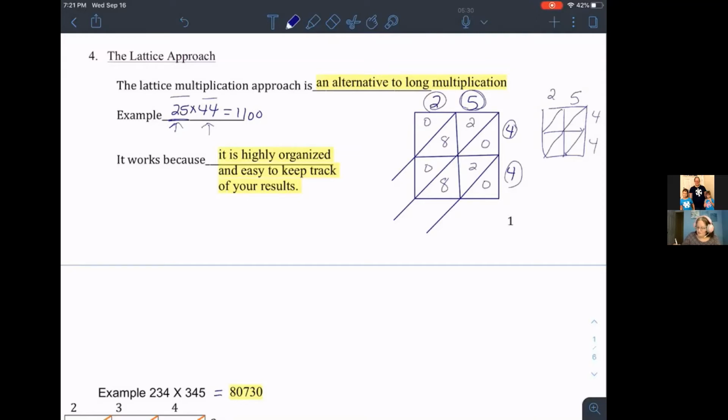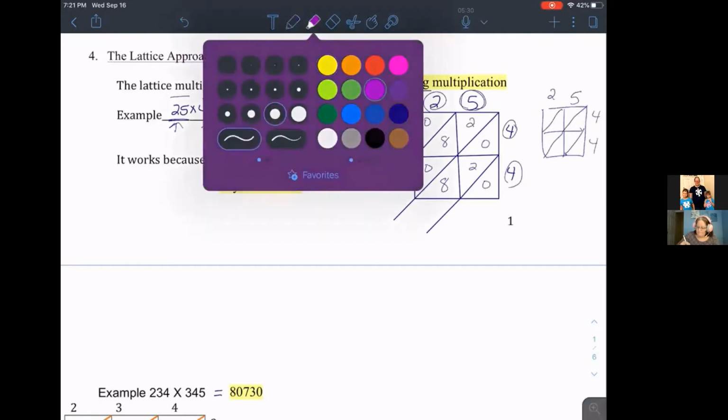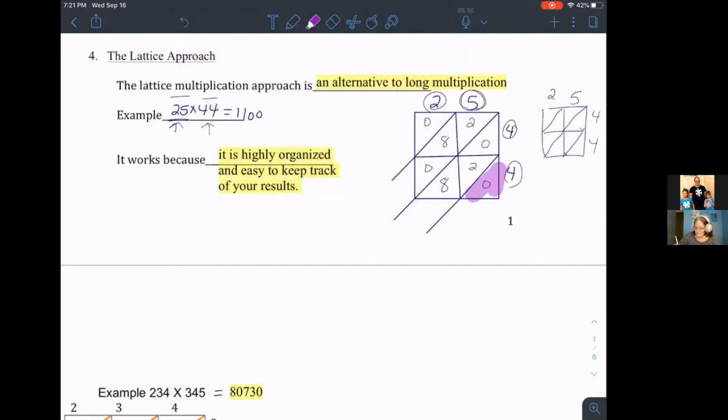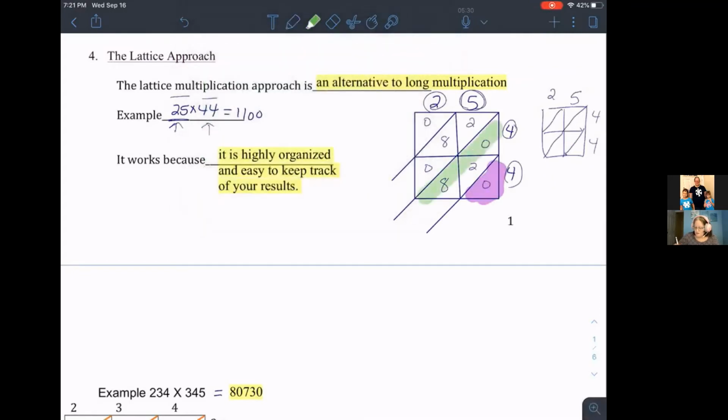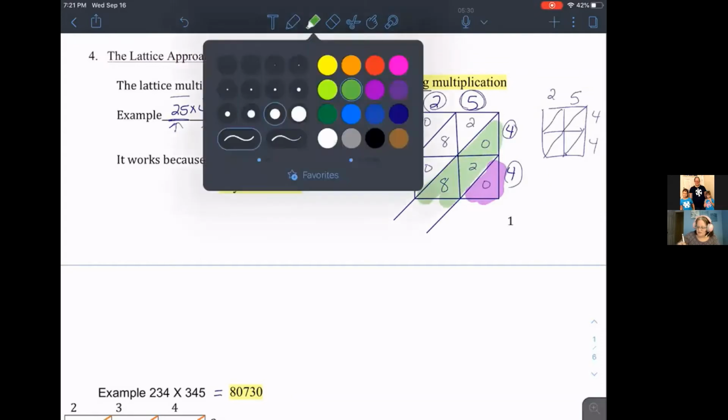So then what we do is follow each row. Each row is going to have its own color so we can visually see it.